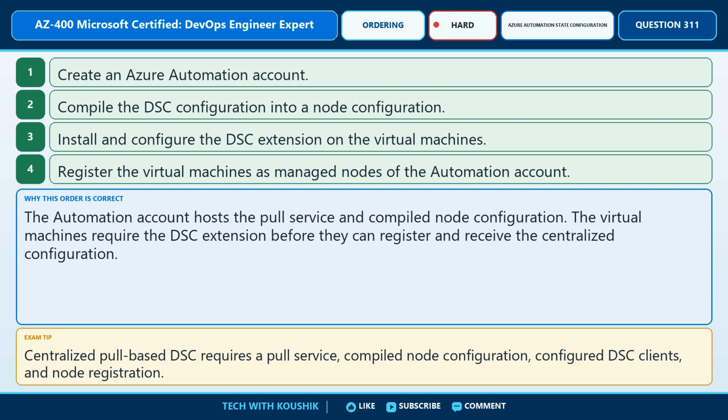Here's why. The automation account hosts the pull service and compiled node configuration. The virtual machines require the DSC extension before they can register and receive the centralized configuration. Exam tip. Centralized pull-based DSC requires a pull service, compiled node configuration, configured DSC clients, and node registration.